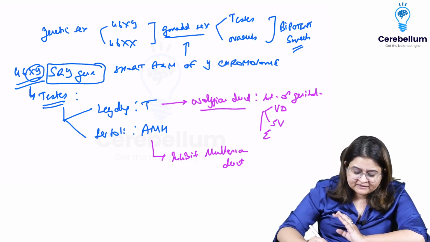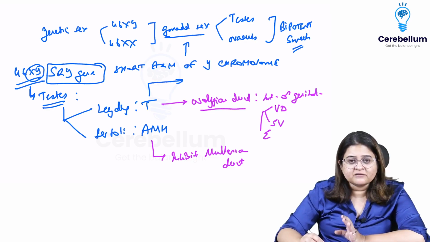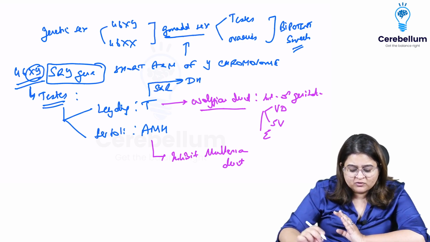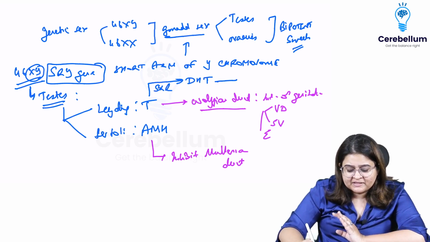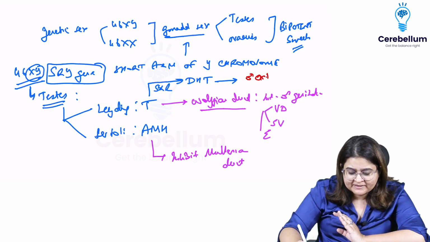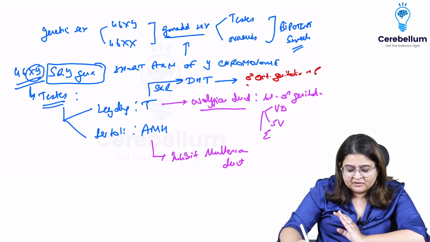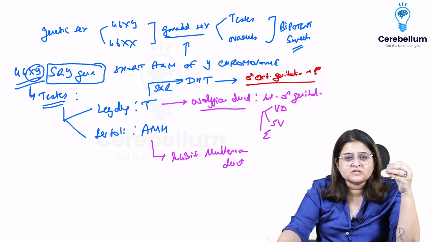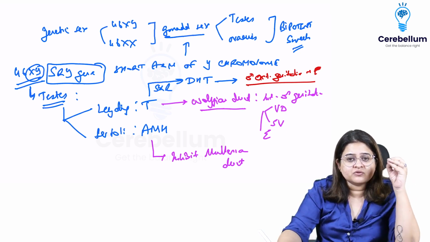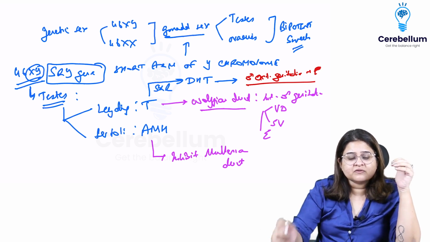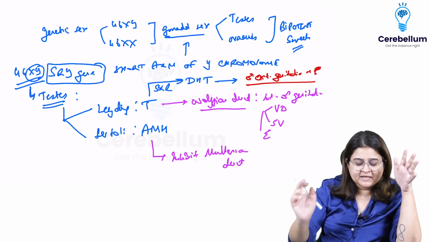What else is happening? The testosterone gets converted by the enzyme 5-alpha reductase to dihydrotestosterone. And this DHT is what is going to cause development of the male external genitalia and the prostate. So the male external genitalia and the prostate start forming because of dihydrotestosterone, which is converted from testosterone under the influence of the 5-alpha reductase enzyme.